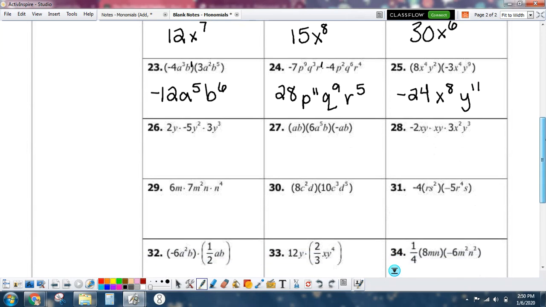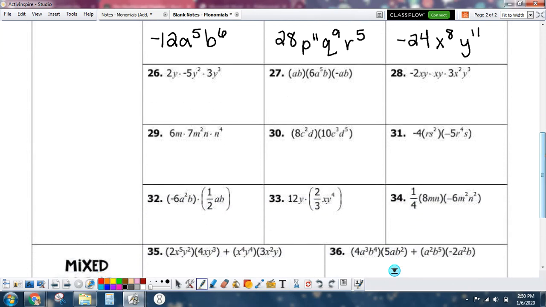Okay, so same idea for the next one, just now we have 3 different monomials, which is okay. We're going to multiply all 3 of the coefficients, and then you're going to add all 3 of the exponents. So 2 times negative 5, that's negative 10. And then negative 10 times 3 is negative 30. So I'm going to have negative 30, and then you have a 1 here. So 1 plus 2 plus 3, that's 6. So my answer is just negative 30, y to the 6th power.